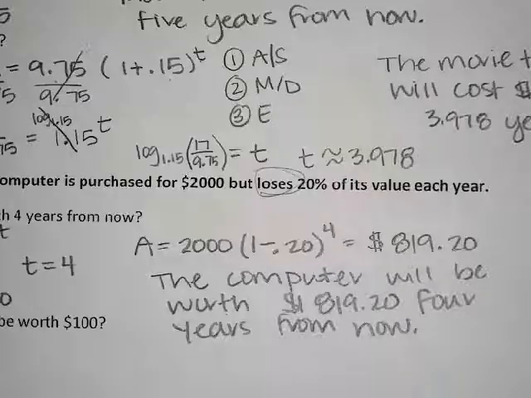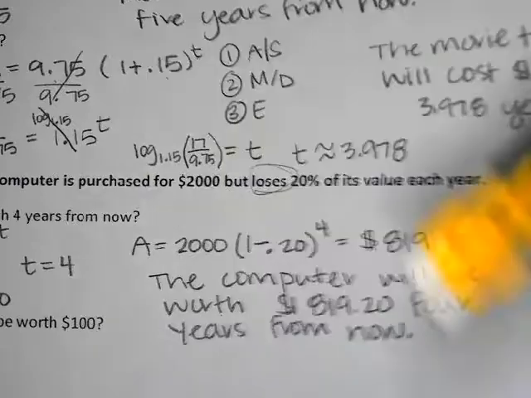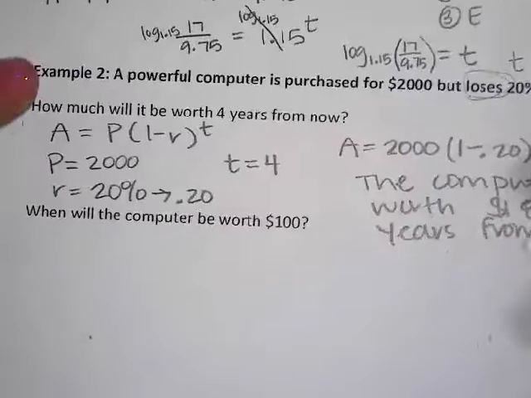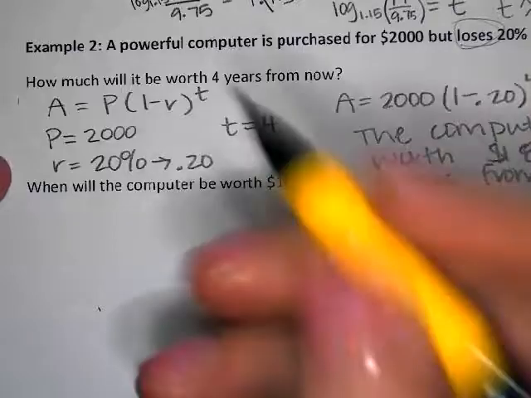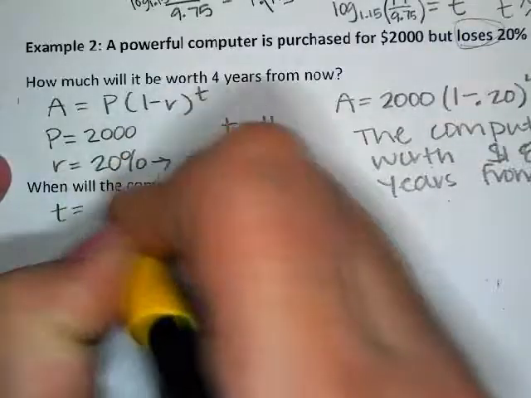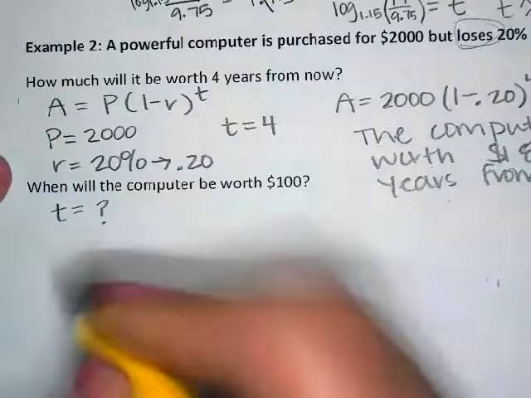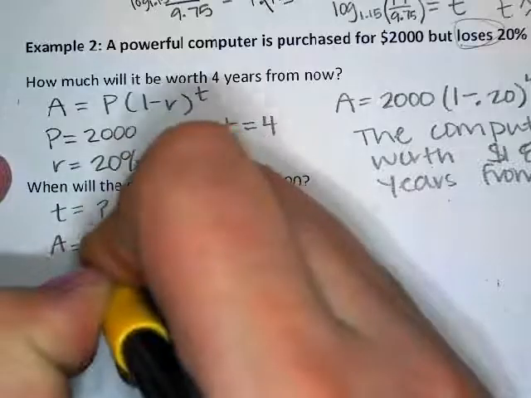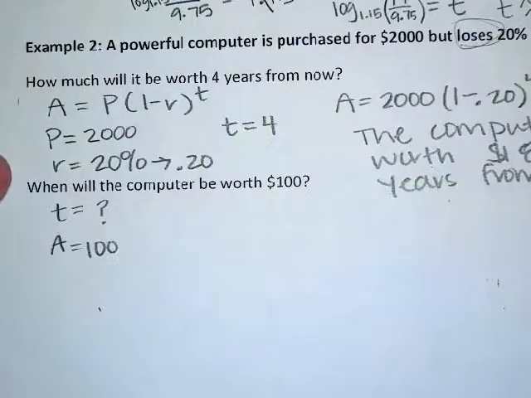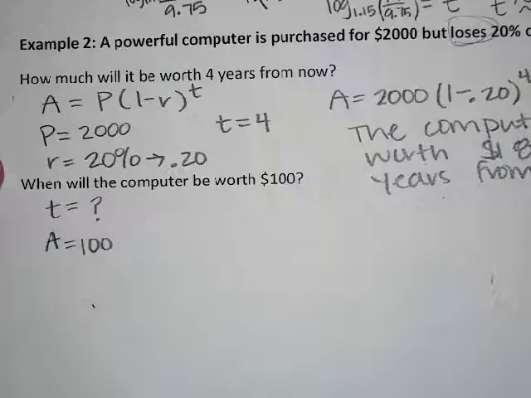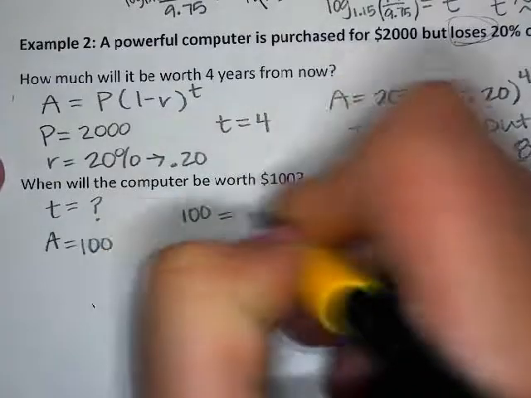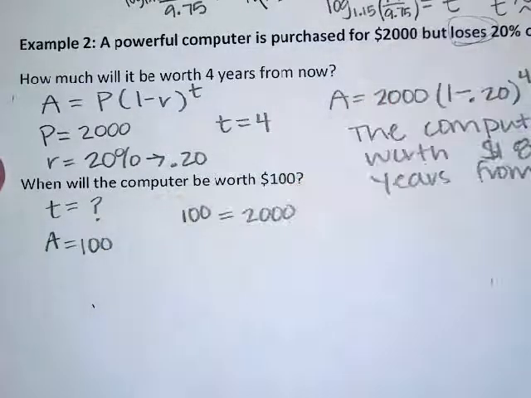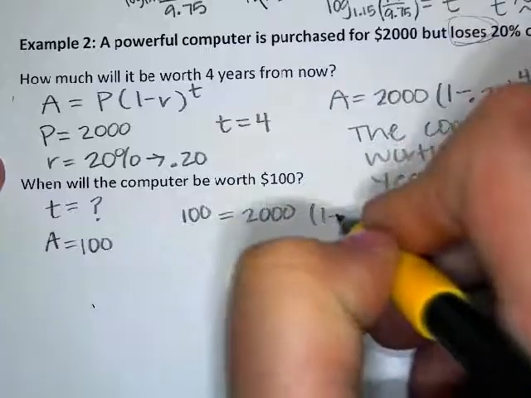All right, the next question says, when will the computer be worth $100? So we're changing it so we don't know what T is, and so the final amount is going to be 100. So we're going to say $100. We're still keeping the initial value. We're still keeping that it decreases by 20% each year. We just don't know how many years it is.